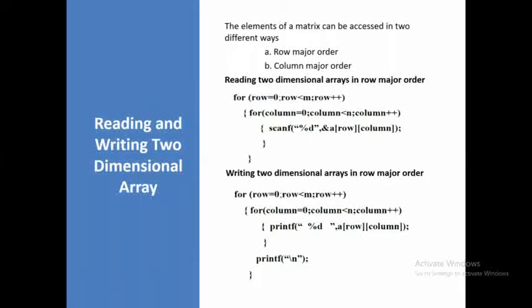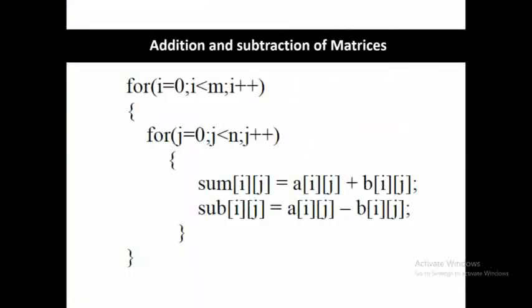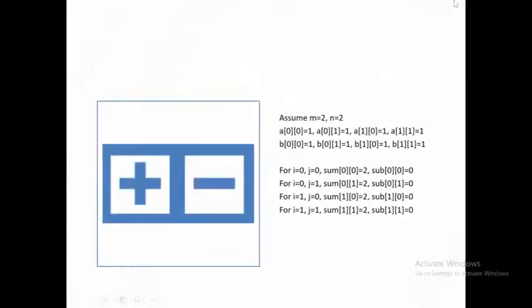Okay, in today's class we're going to discuss matrix operations: addition and subtraction between two matrices. What are the requirements? We need two matrices. Here, assume the m value, that is the number of rows, is 2, and the number of columns I am taking is also 2, that is 2 rows and 2 columns.